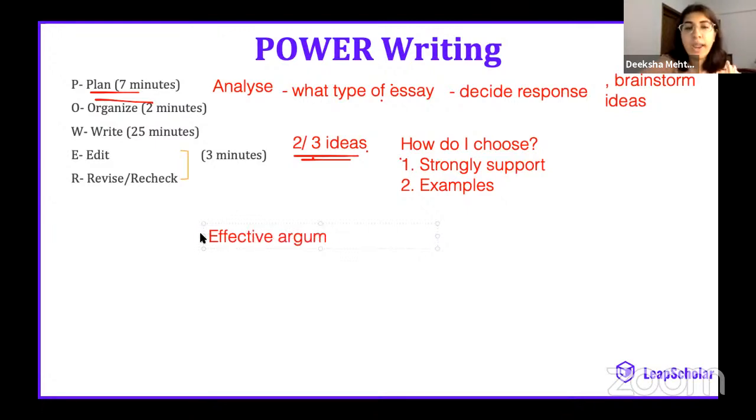idea. Why? Because your argument or your discussion will not be considered effective, developed, until and unless you are supporting it with an example. Examples are mandatory. You must include them, right? So you need to support these with examples. Think of examples. If you can't think of examples, leave out that idea. Leave it. Use another idea, right?